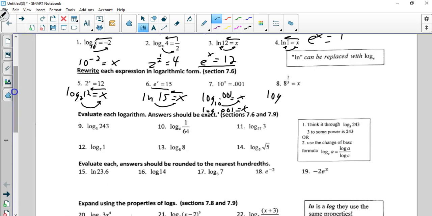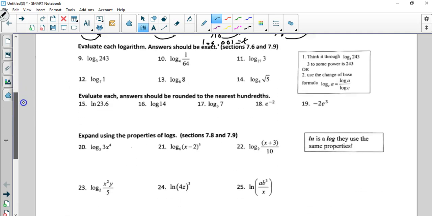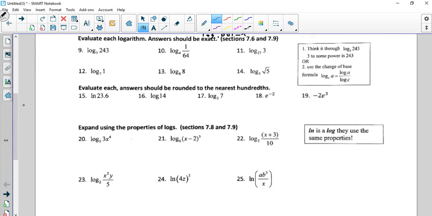8, just write the word log. And my base is 8. I want to think about x. 8 to the 2/3 equals x. And there we go. So if it helps you drawing the arrows or working backwards, go for it. All right, 9 through 14, we are evaluating.